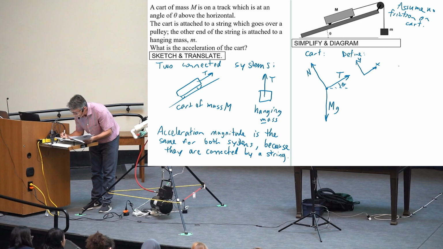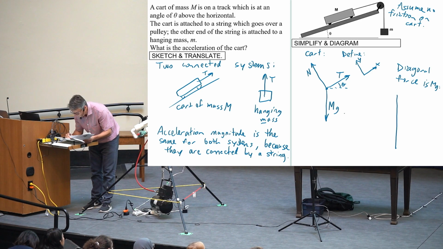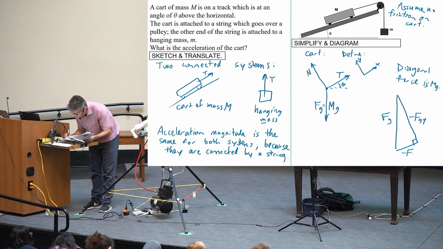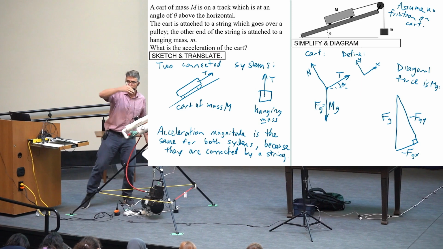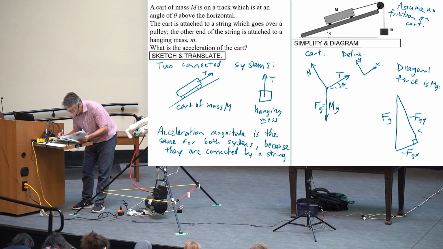And then the diagonal force that we're going to have to decompose is Mg. So it goes like this. I could call this F_g is equal to Mg. If this is F_g, I'm going to draw my triangle kind of like that, where this is negative F_g in the y direction, and this is actually negative F_g in the x direction. So the way I've defined my x-axis, the gravity has a component in the negative x direction now, pulling it backwards. So I've got that sine theta is equal to negative F_gx divided by F_g. And also cos theta is equal to negative F_gy divided by F_g.